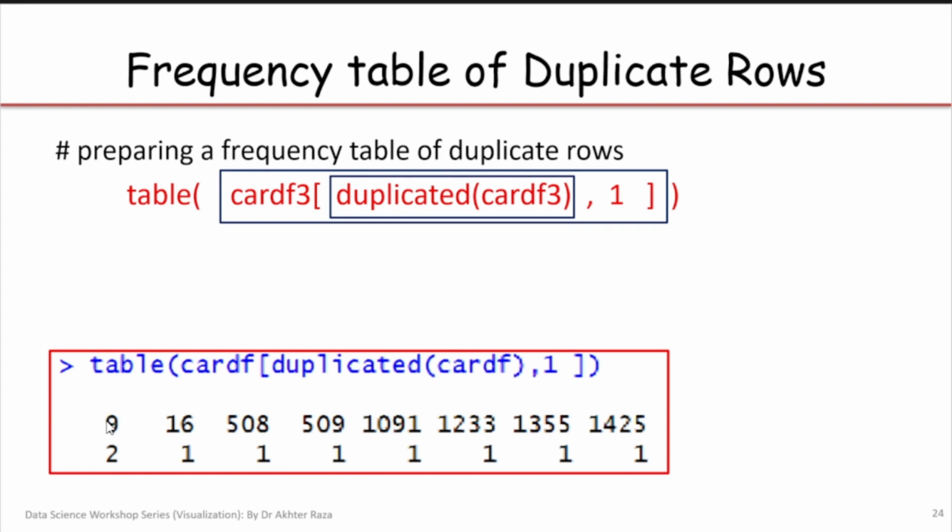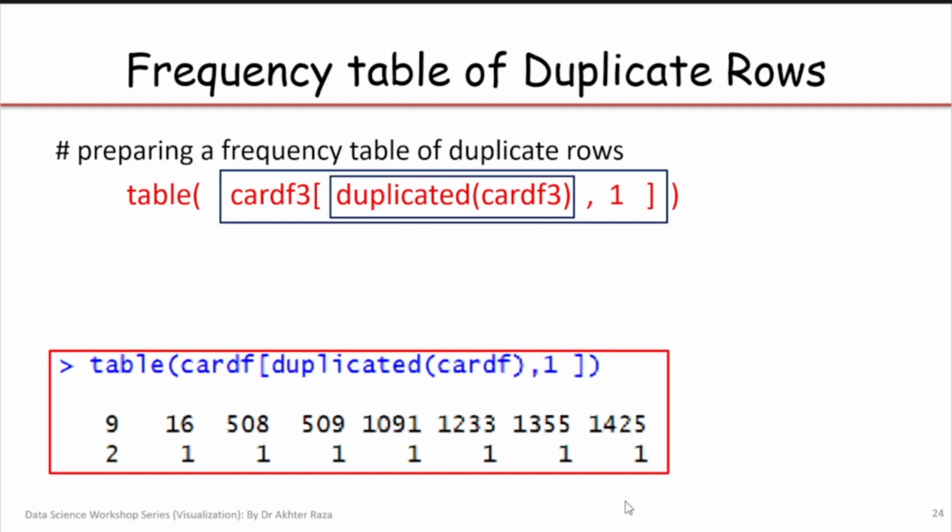Row number 9 is replicated 2 times. It means we have 3 versions of that row: the first one is the actual row number 9, and then the 2 replicates. We also have 1 replicate of row number 16, which means one is the actual row and one is its replication.